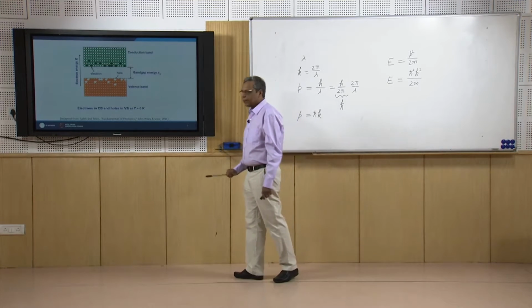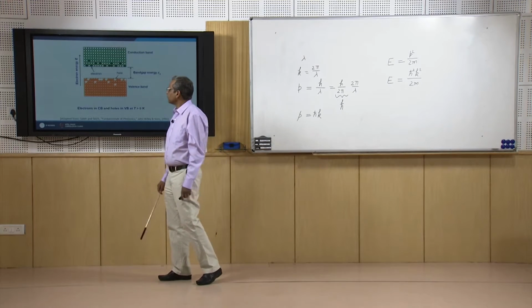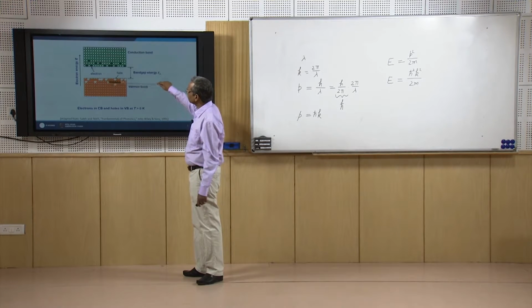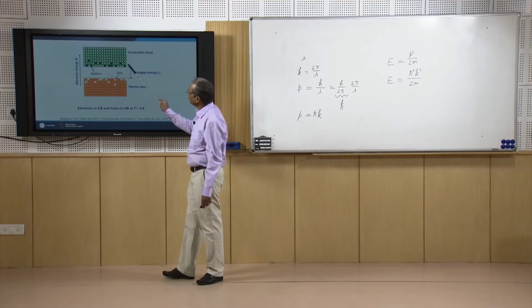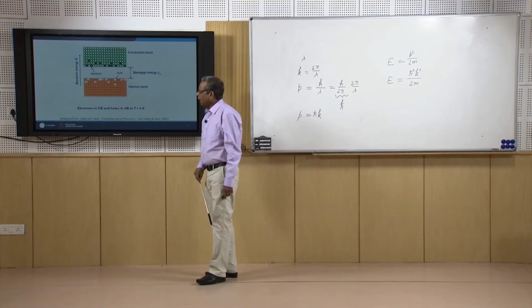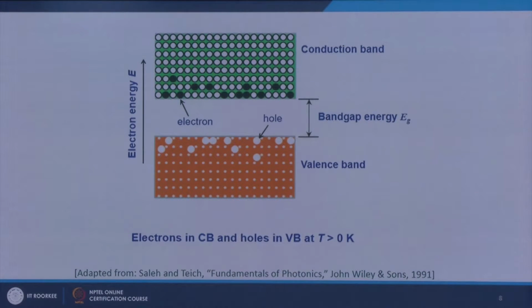However, if I raise the temperature of a semiconductor, then some of the electrons from the valence band get thermally excited to the conduction band. So, now you have some electrons available in the conduction band and some vacancies are created in the valence band.